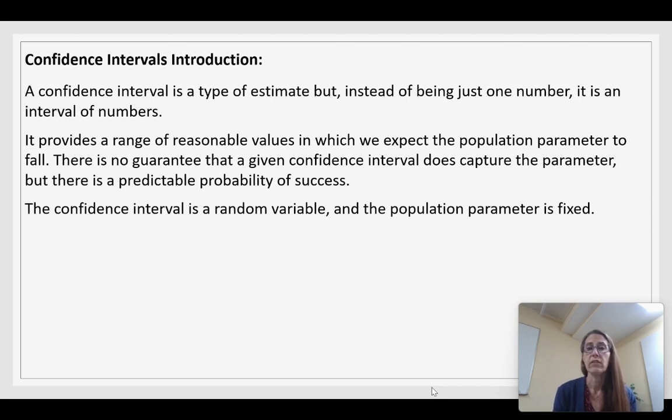There's no guarantee that a given confidence interval does capture the parameter, but there's a predictable probability of success. Because of the way your sample works, you might get that interval and the true population parameter is outside of it, but we have a good, predictable probability of success that our true population parameter lies within that interval. So a confidence interval is a random variable, and the population parameter is fixed. The true mean of the population is fixed and doesn't change, but our confidence intervals change depending on our sample.